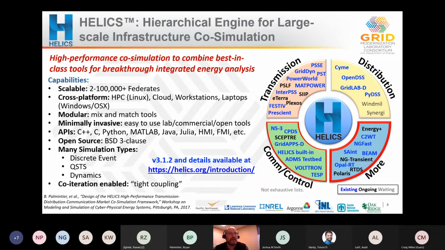Of course, you'll see that we've adopted a Python API as being our most common one, but we still support these underlying languages too. Completely open source, so take it and use it however you would like. And then really looking at different ways of combining simulations, which includes discrete event, quasi-static time series, and dynamic. And then doing what we call a co-iteration, which is a tight coupling of systems, which means that you can basically iterate back and forth on two simulators and really focus on, in that case, for example, a T&D solver where you want to split up the solutions and solve them simultaneously.